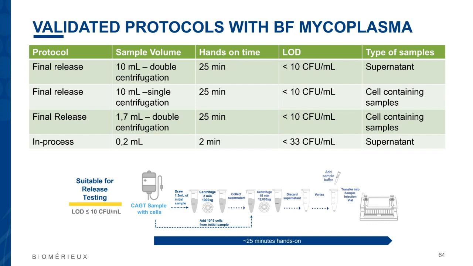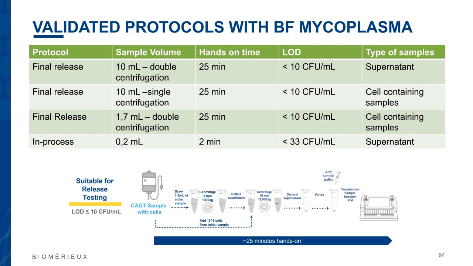The second one is another protocol in which we can use cell-containing samples. It is a derived protocol of the first one. It's also taking 25 minutes, less than 10. And we developed recently, and this is what I plan to explain to you today, the 1.7 ml double centrifugation protocol, 25 minutes hands-on time. Also, we reach the limit of detection that is required by the regulators. In that case, we can use cell-containing samples, and this protocol is perfect, for example, for the CAR T-cell products.